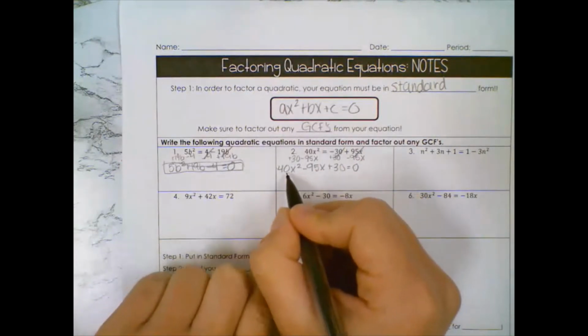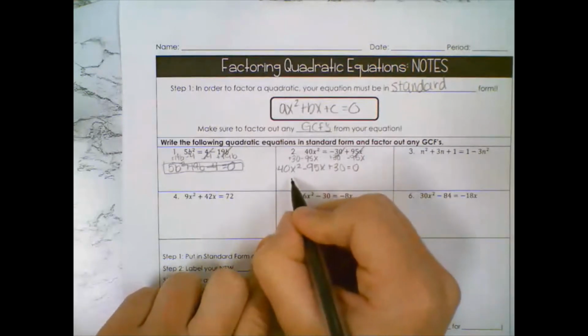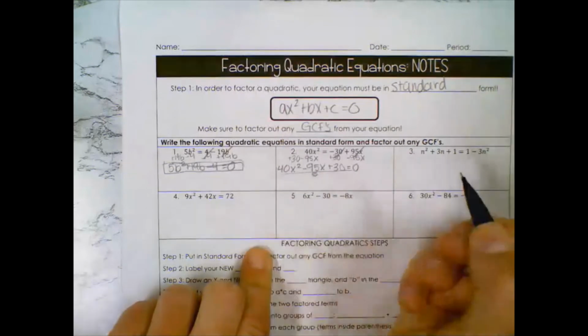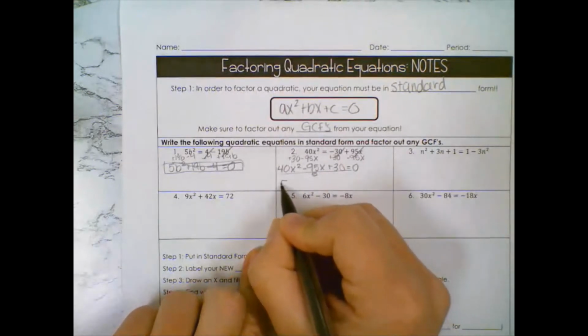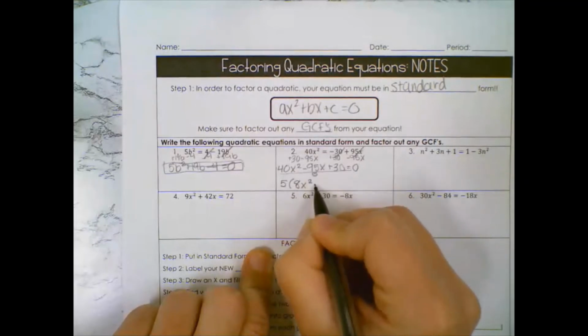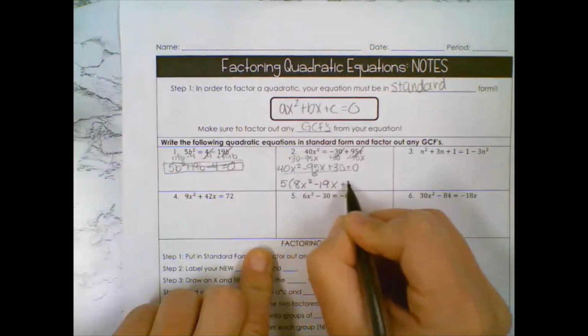Now I'm going to look for a GCF. What do 40, 95, and 30 all have in common? That would be a 5. So that means I'm going to divide everything by 5. That 5 is going to come out front, and I have 8x squared minus 19x plus 6.